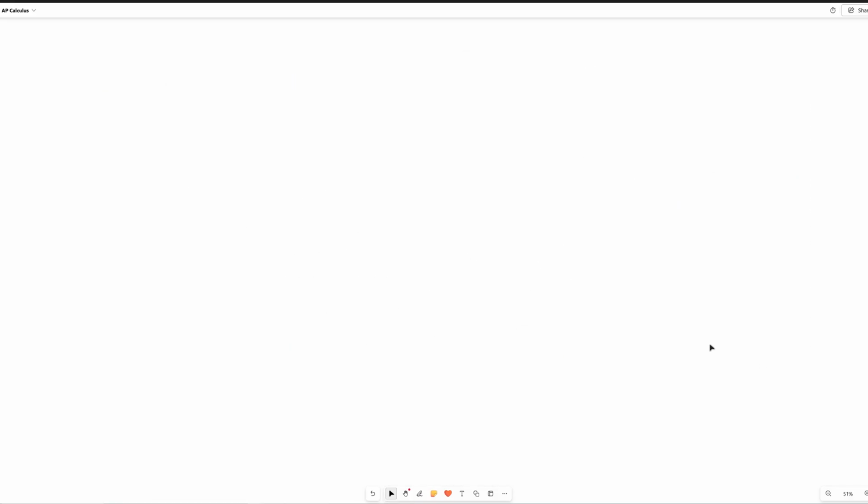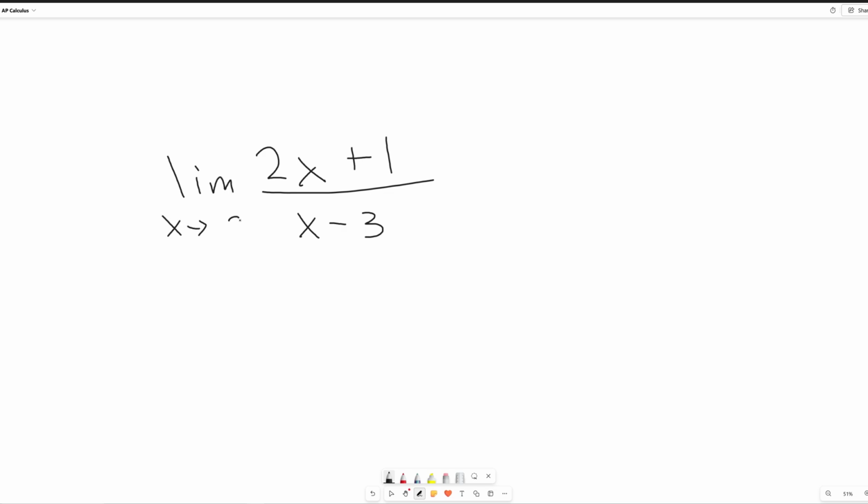Finally, we can get some coefficients involved on top and on the bottom. So if we have 2x plus 1 over x minus 3, we take the limit as it approaches infinity. We're just going to look at infinity here.